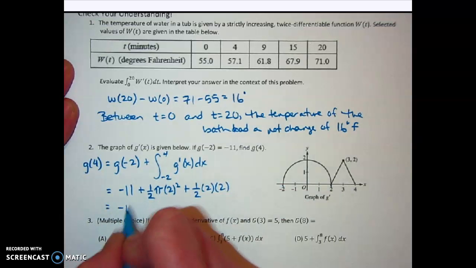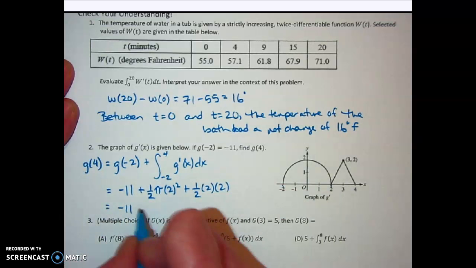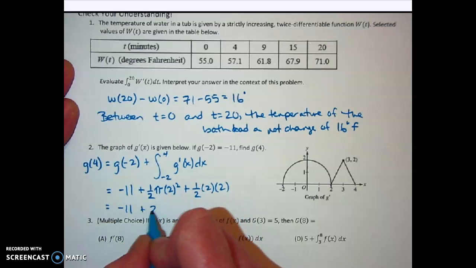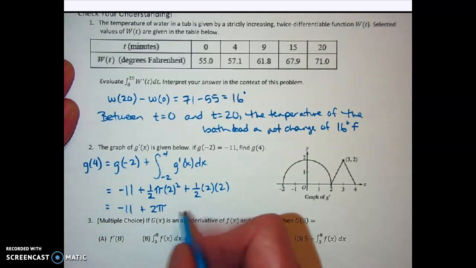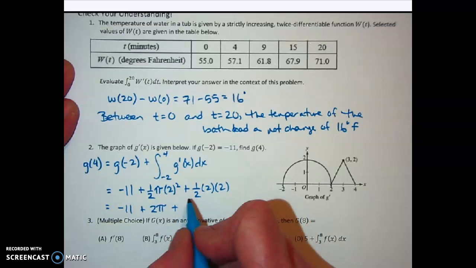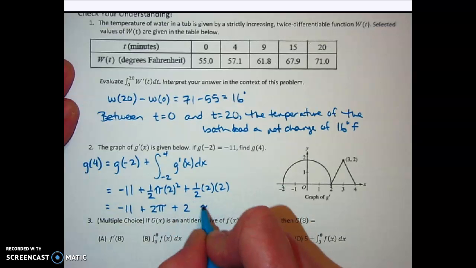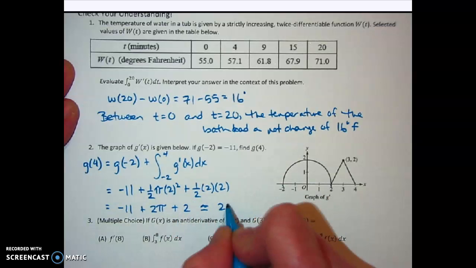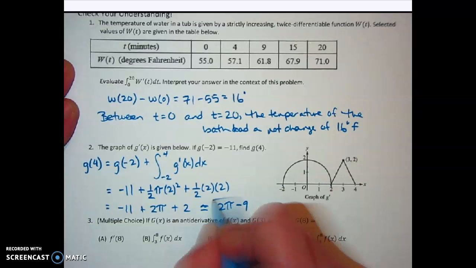So when I take care of this, I get negative 11 plus 2 pi plus 2. So my final answer is going to be 2 pi minus 9.